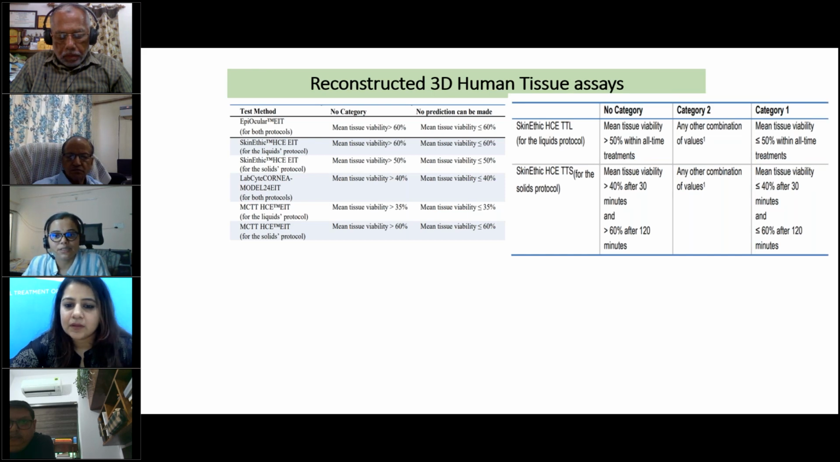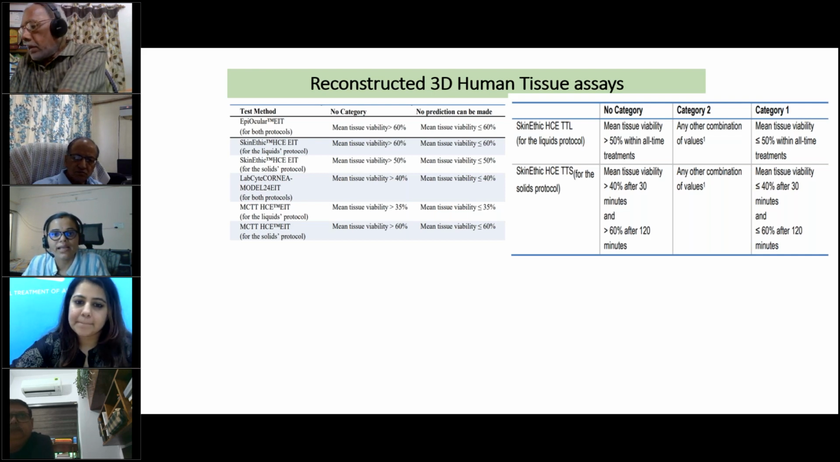And when we look into the EpiOcular TTT models, the classification goes with mean tissue viability greater than 50 with all time treatments. It is a no category chemical. And if it is less than 50, then it is categorized as category 1. And any other combination of values shall be put into category 2.